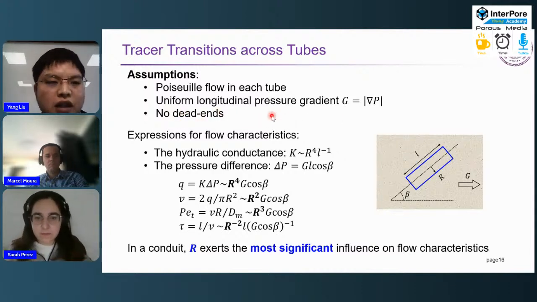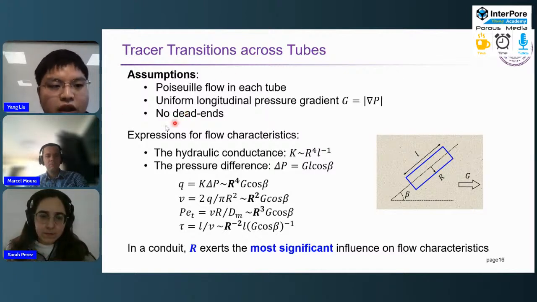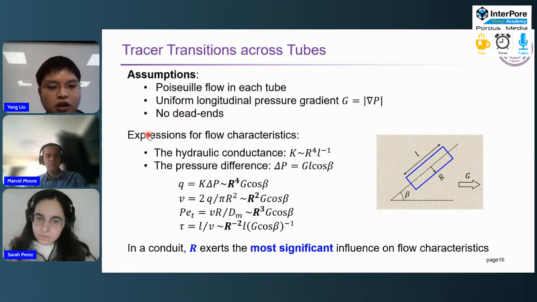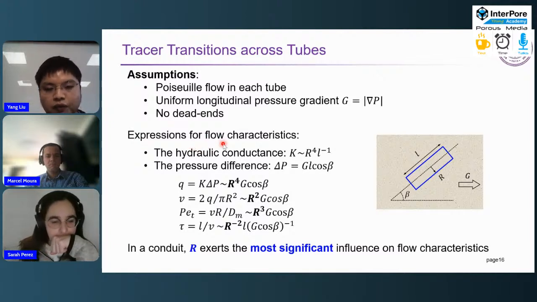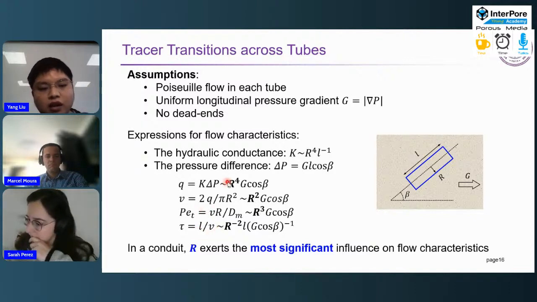So based on this, we can obtain the formula for flow characteristics, including the flow rate, the velocity, the Peclet number, and the advection time scales. From these equations, we see that the tube radius r exerts the most significant influence on flow.